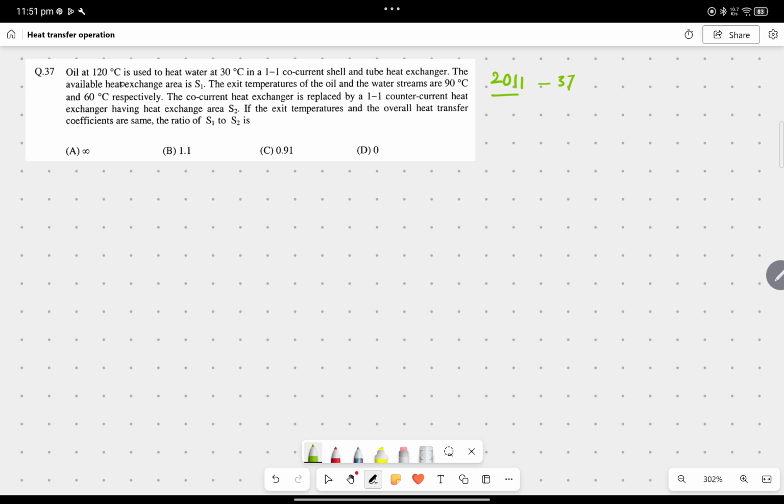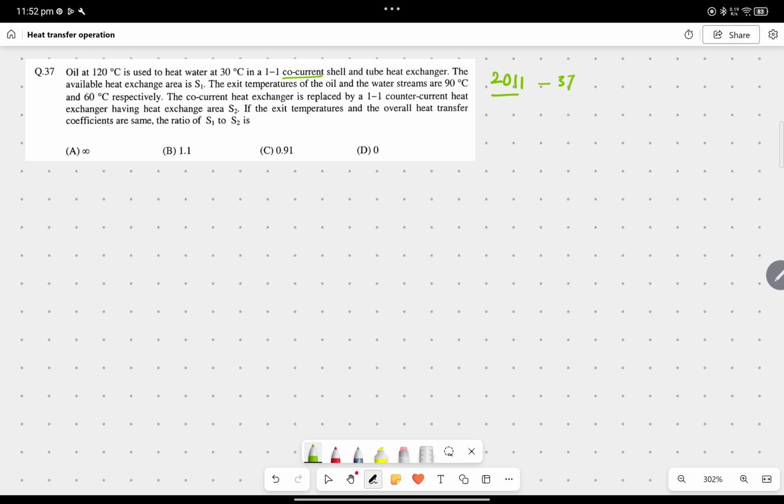Oil at 120 degrees Celsius is used to heat water at 30 degrees Celsius in a 1-1 co-current shell and tube heat exchanger, right? The available heat exchanger area is S1. The exit temperature of the oil and water streams is 90 degrees Celsius and 60 degrees Celsius respectively. The co-current heat exchanger is replaced by a counter current heat exchanger having heat exchanger area S2. If the exit temperature and the overall heat transfer coefficient are the same, find the ratio of S1 and S2.